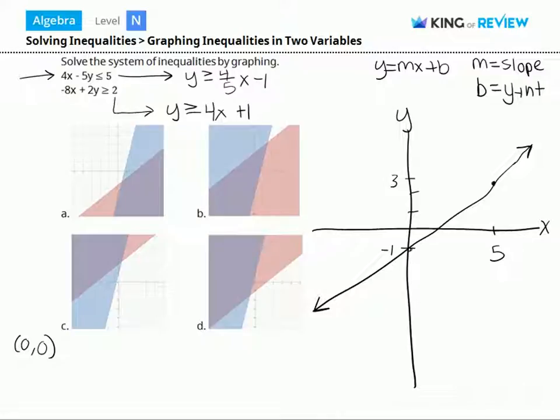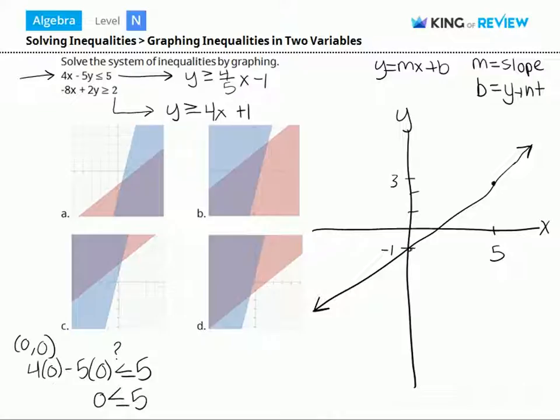I'll plug this into our original inequality here. 4x minus 5y is less than or equal to 5. When I do this, I get 4 times 0 minus 5 times 0 is less than or equal to 5. And we're trying to determine if this is true. This gives us 0 is less than or equal to 5. Is this true? Yes, 0 is less than or equal to 5.